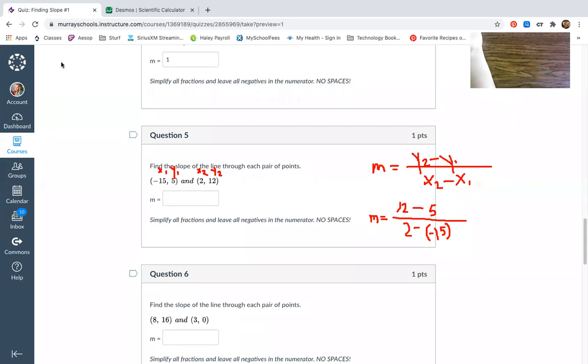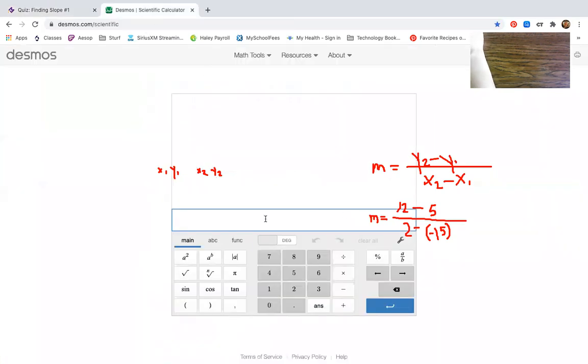All right, so I've got these things. Now I need to calculate them. 12 minus 5 is 7. 2 minus parenthesis negative 15 is 17. So my fraction is going to be 7 over 17.